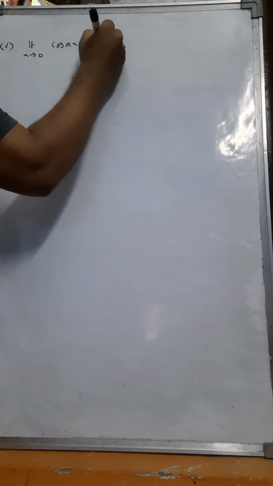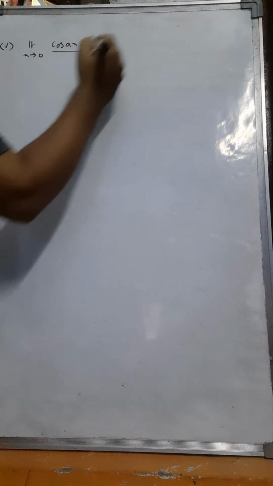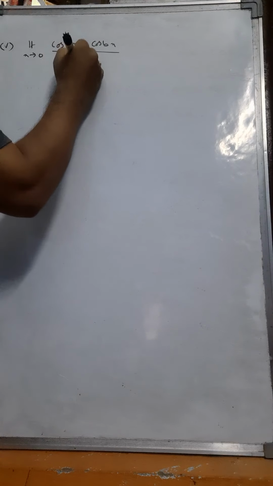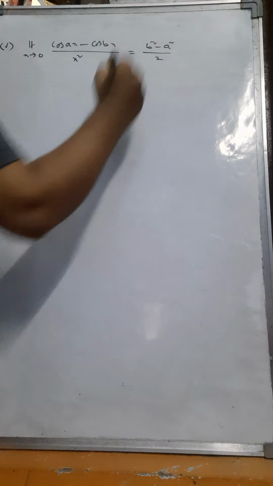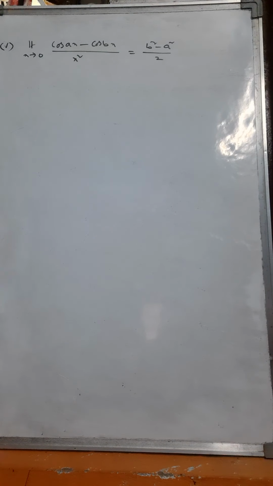Next problem, fifth problem: limit x tends to 0 of cos ax minus cos bx by x square is equal to (b square minus a square) by 2.